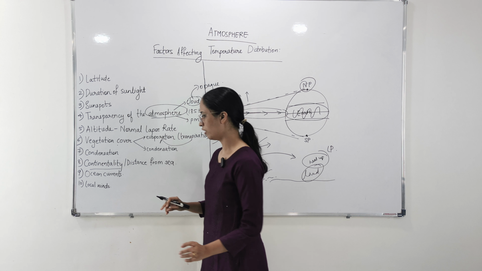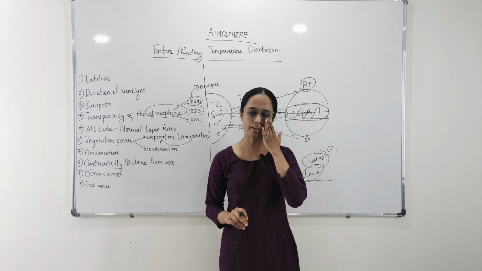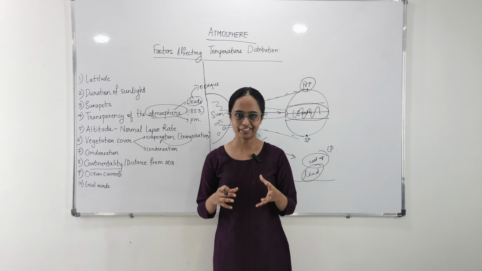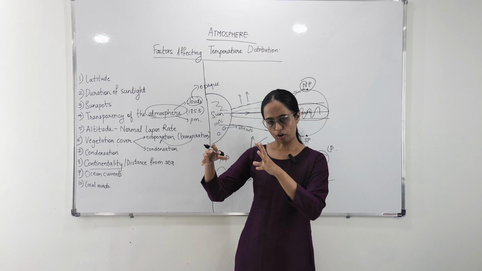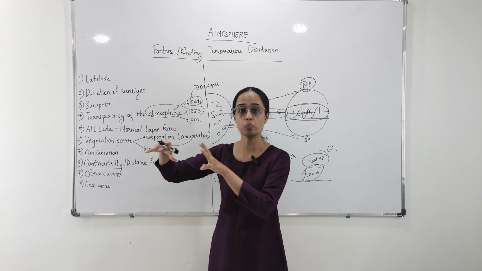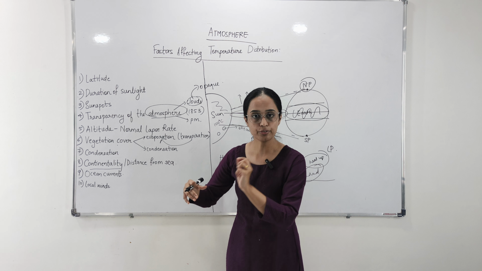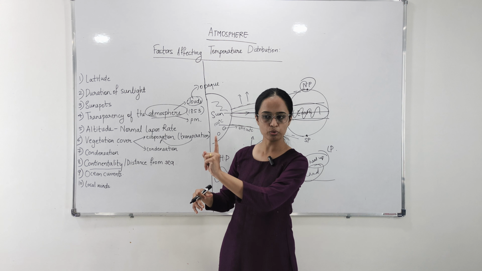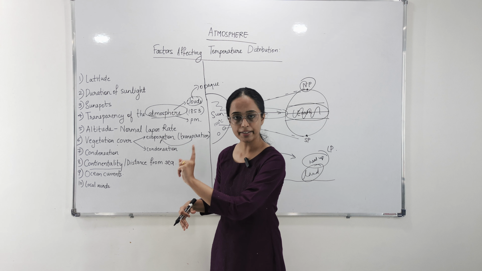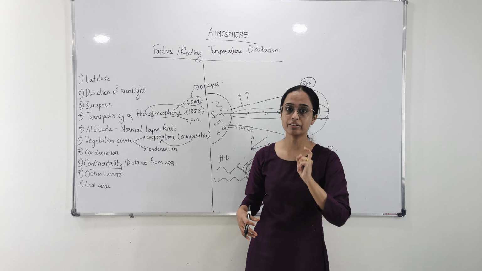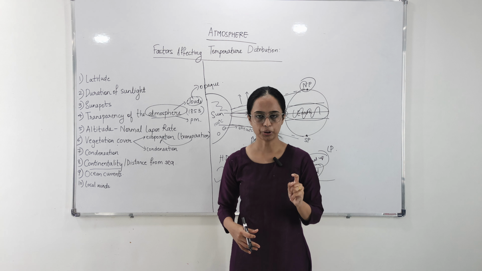Now the ninth one is the ocean currents. What are these ocean currents? Ocean currents are basically the movement of the ocean water due to the influence of the wind. So as winds move, ocean currents move because of them, and because of that the temperature distribution happens.